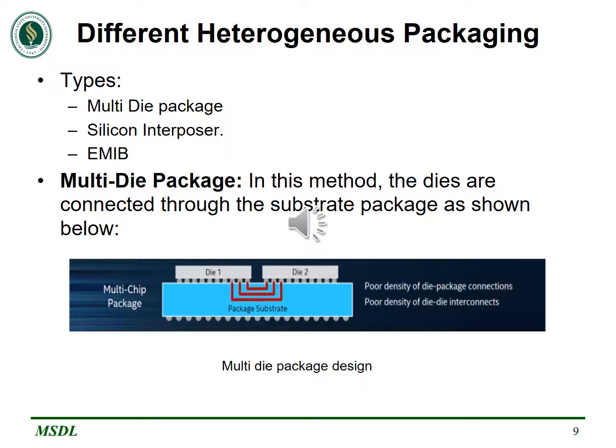In this method, the dies are connected through the substrate package. As shown in the figure, we can clearly see how die 1 is connected to die 2 with the package substrate. And coming to the disadvantages, it has poor density of die package connections and also a poor density of die to die interconnect.